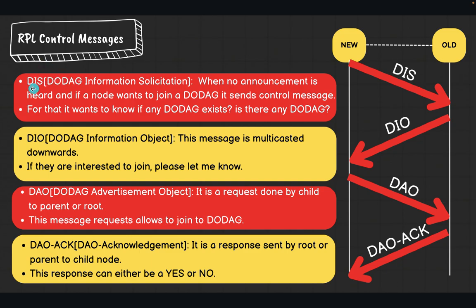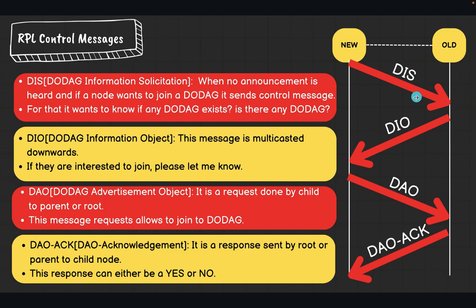The first control message is DIS, DODAG information solicitation. When no announcement is done, and if this particular node wants to join the DODAG, it sends the control message called DIS to the old node. For that it wants to know whether any DODAG exists or not. Is there any DODAG? It will send that particular message, DIS, DODAG information solicitation.